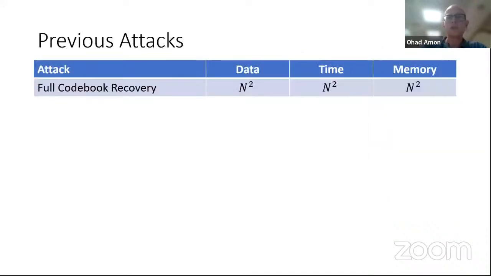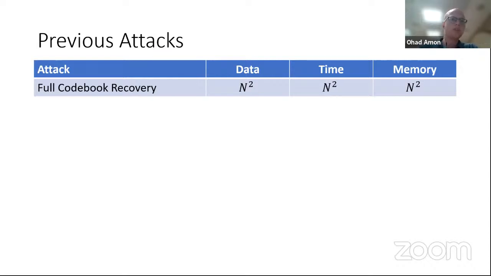The purpose of all of these attacks is to enable encryption and decryption of all plaintext and ciphertext under a certain tweak. The most trivial way to do this is simply full codebook recovery. That means that assuming we have access to an encryption oracle, we can query that oracle on all possible plaintext and then keep a table of size N squared that holds all of the ciphertext.